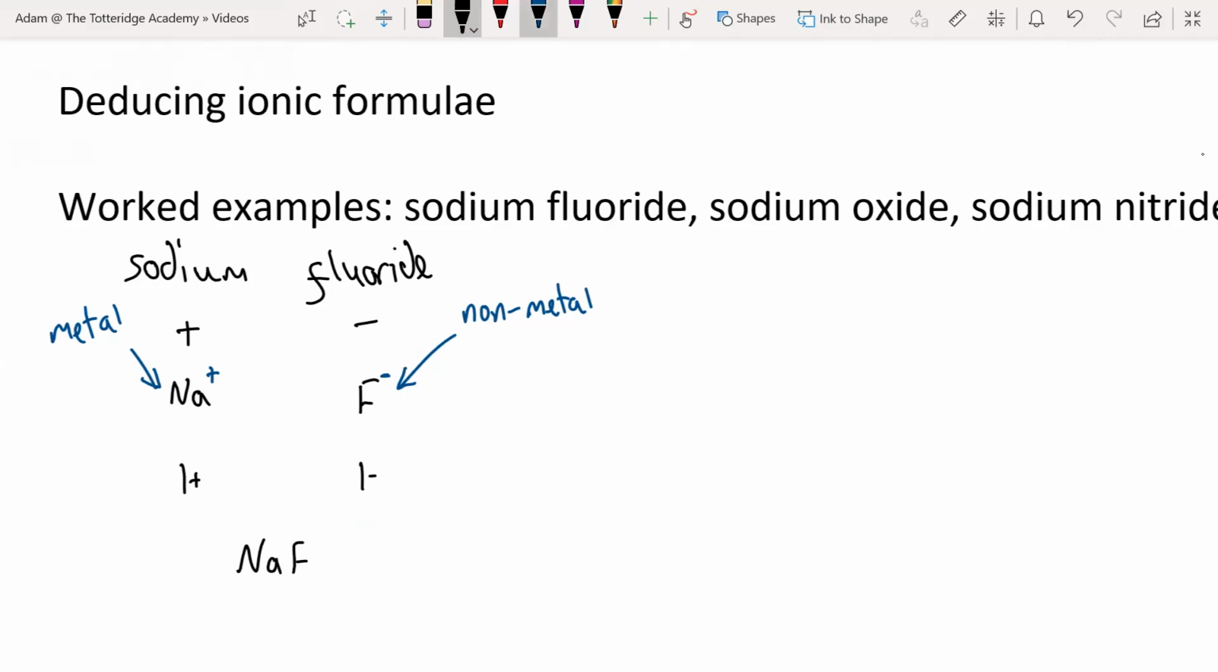Now what you should notice is that when I've written out the ionic formula, you should see that there are no charges.